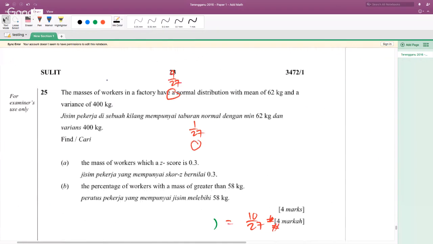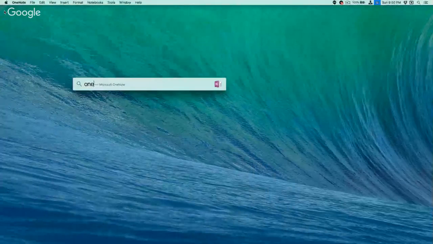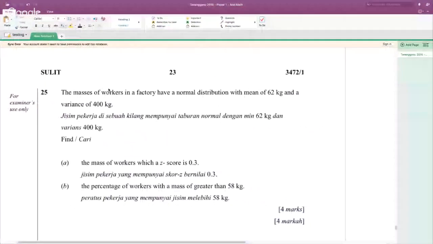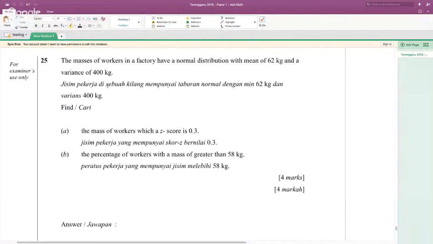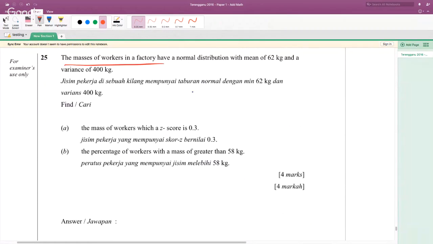For this question, the mass of the worker, normally the first sentence, I always assume is an x. So I let x be the mass of the worker. It has a normal distribution. The mean is given as 62, and variance I always say is not important. We change to standard deviation, the square root of variance, so it's equal to 20.